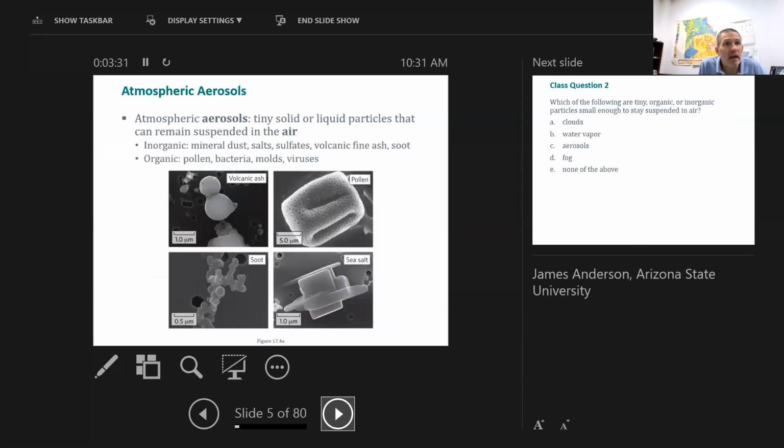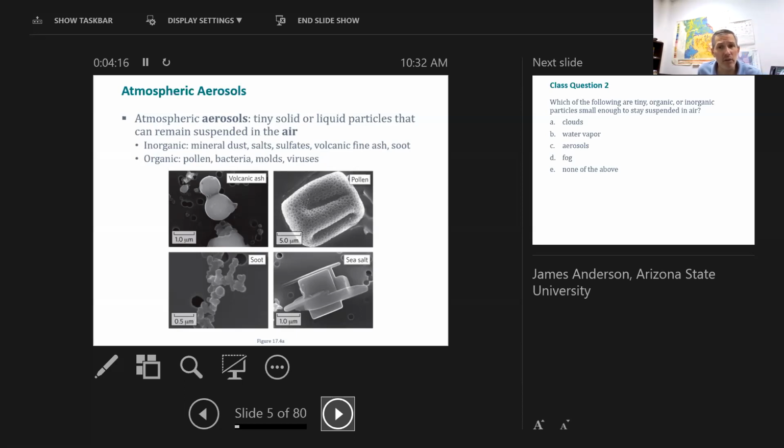When we start looking at aerosols, the definition of an aerosol is a tiny liquid or solid particle that can remain suspended in the air. So these are very, very small. That little mu sign is microns. And so we can see that's 1 micron across for a scale of this little bit of volcanic ash there. We also have some pollen, a little bit of soot there, and some sea salt. Note the halite structure there of that sodium chloride. So these particles are all examples of aerosols.